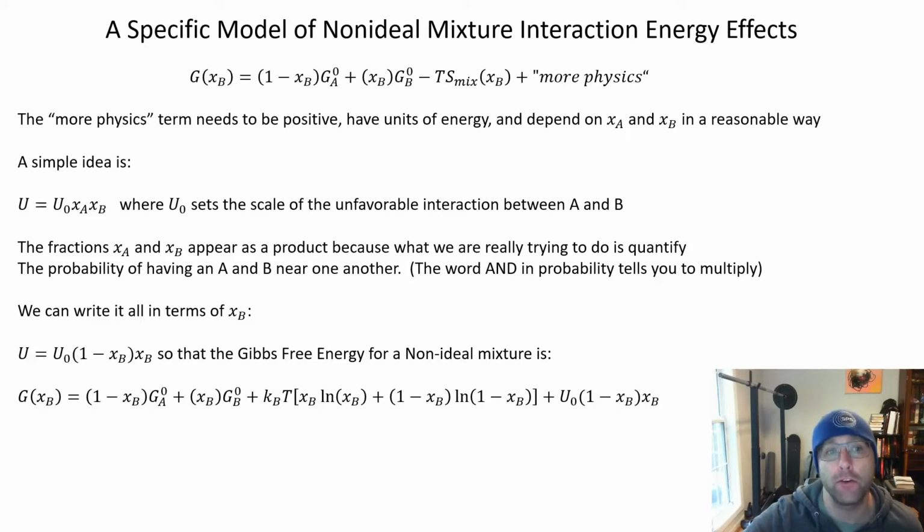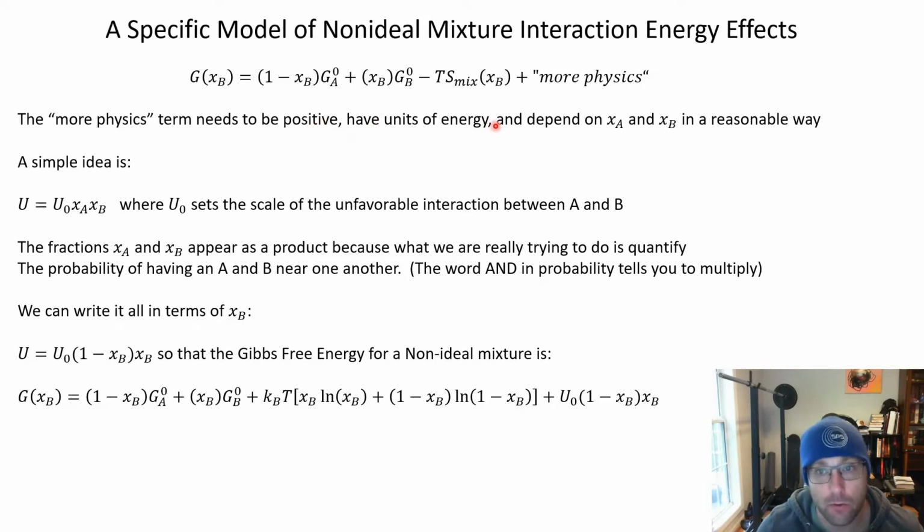unfavorable energetic effect of breaking the AA bonds or AA interactions, they don't have to be bonds, and replacing them with AB interactions, right? And so we want to basically come up with an idea of what specifically should we say about the more physics that we want to add to the free energy of the mixture in the ideal case, right? So let's see what has to be true about the more physics. We need to add a positive term, right? Because we're doing something that's unfavorable. It should increase the free energy of the system.